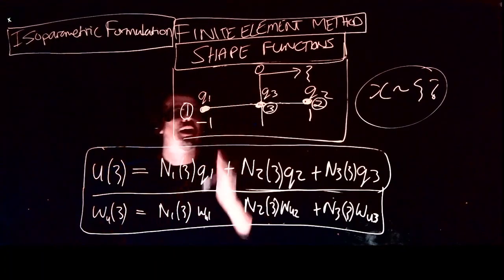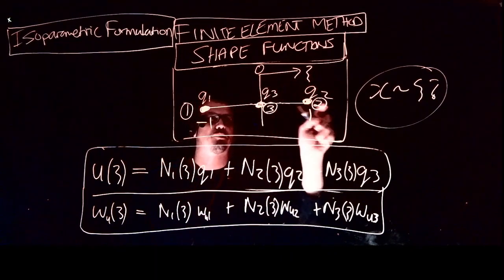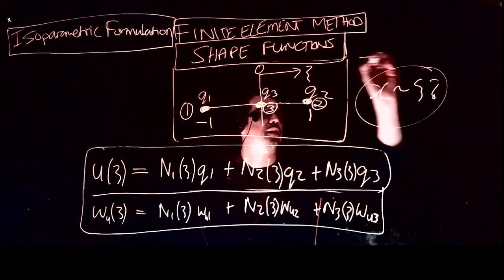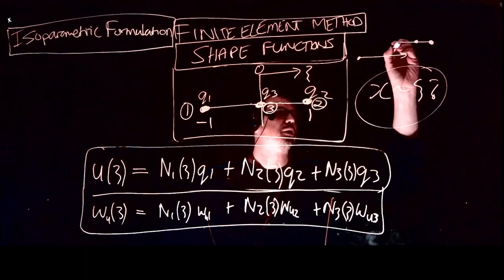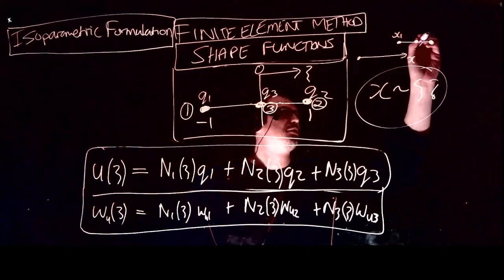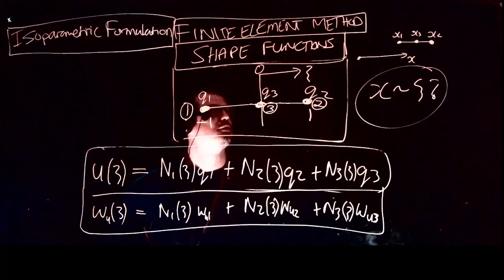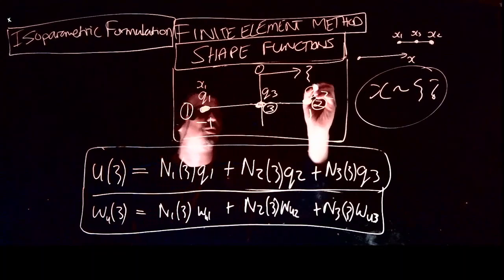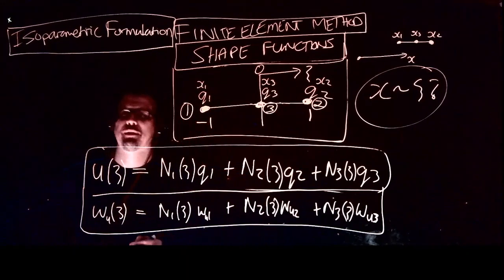Each of these nodes, psi equals -1, psi equals 1, and psi equals 0. I know for a fact that in the real world, in this X global system, this might be somewhere here, in its X place. That this node has an X coordinate of X1, this node has an X coordinate of X2, this node has an X coordinate of X3. Okay, so all I want to say is, I know this node's X coordinate is X1, this node's X coordinate is X2, and this node's X coordinate is X3. What we're going to do with the isoparametric formulation is just as simple as this.